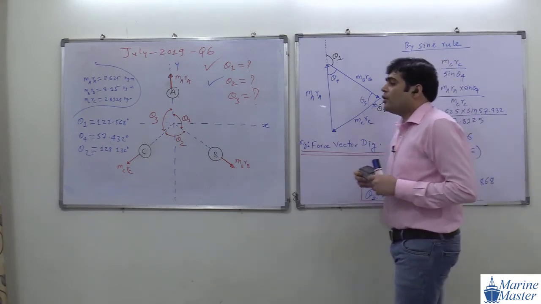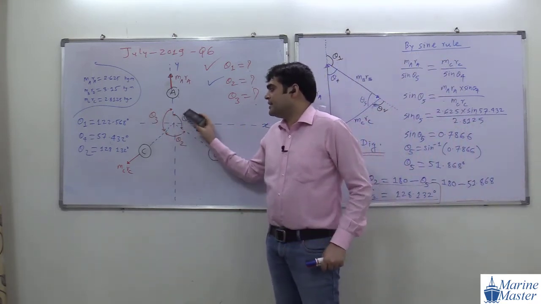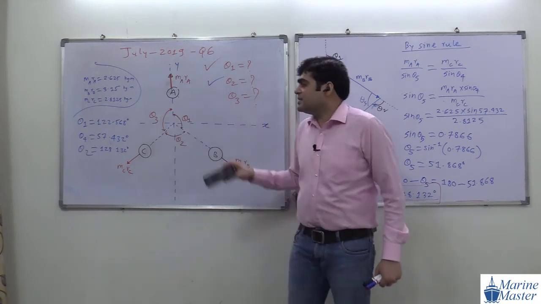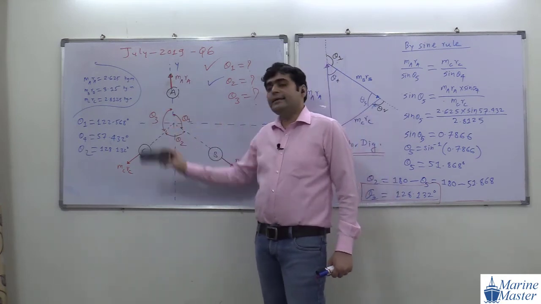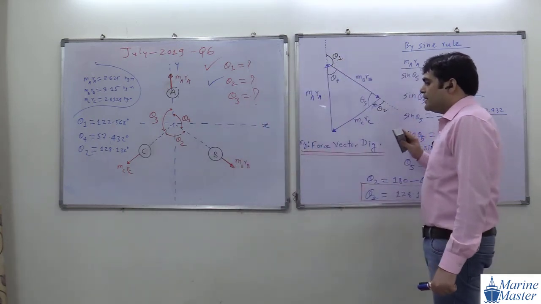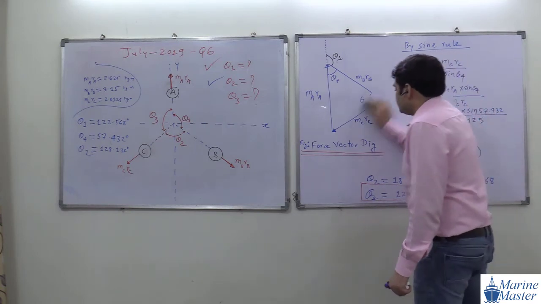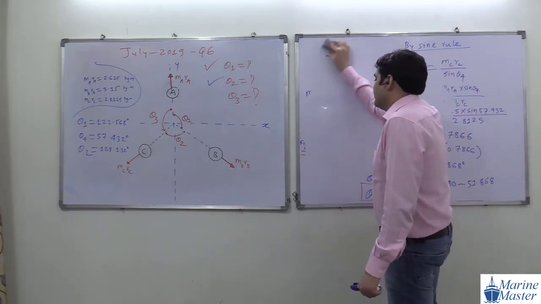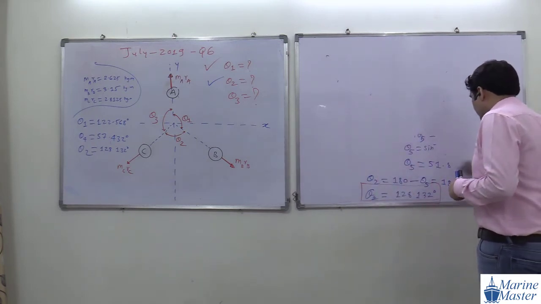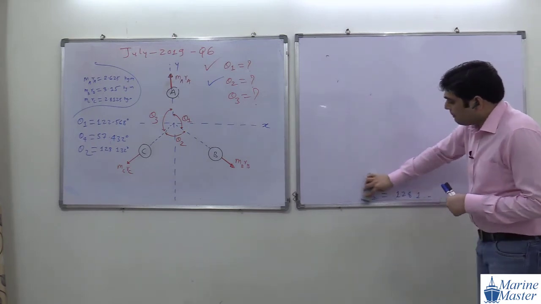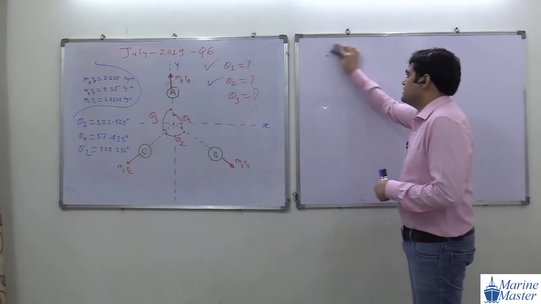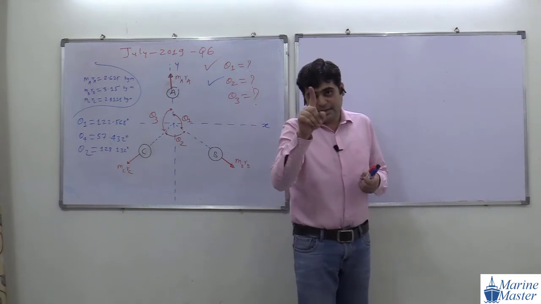See, what is the summation of these three angles, theta 1, theta 2 and theta 3? 360 degrees. So how will we get theta 3? See the point. At the end, I am going to write down final answers. See the points. How to write down final answers?